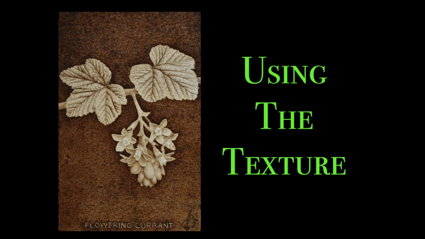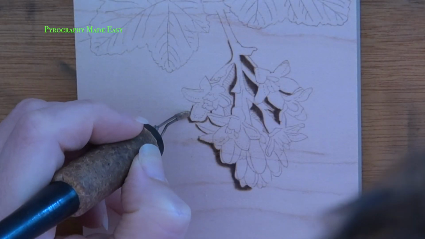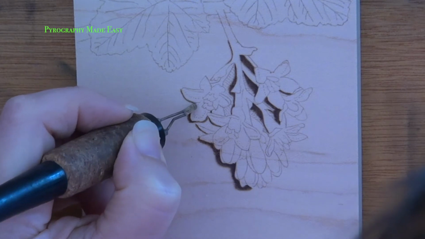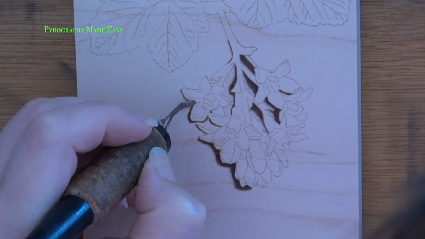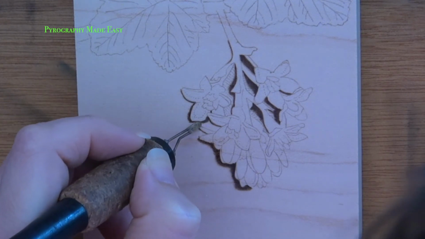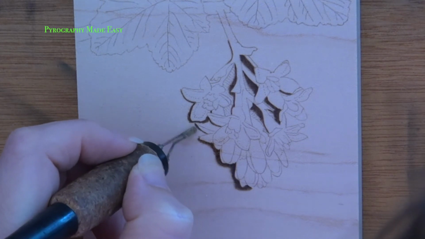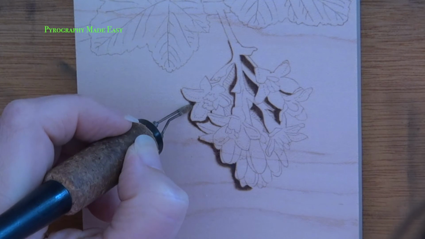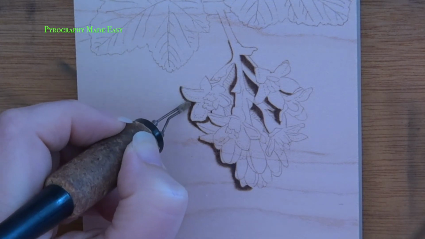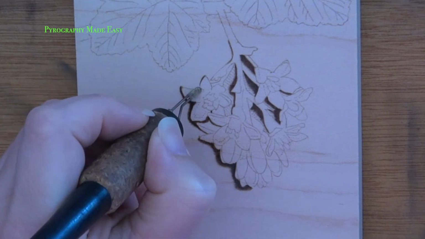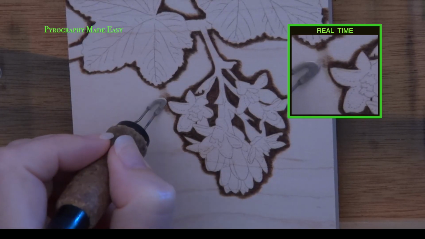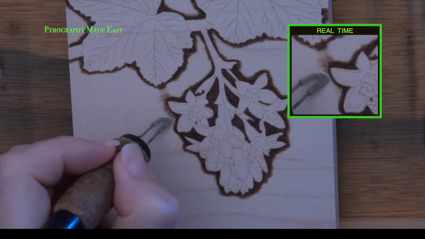Using the texture. I like to begin by burning a dark border around the objects before I burn in the background. This creates a buffer zone. I work slow and keep the pen tip in optimal position so that the edges of the objects are crisp and clean. After the buffer zone has been created, then I start on the background.